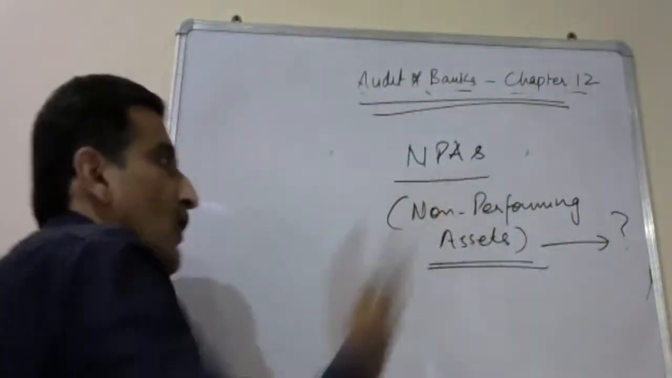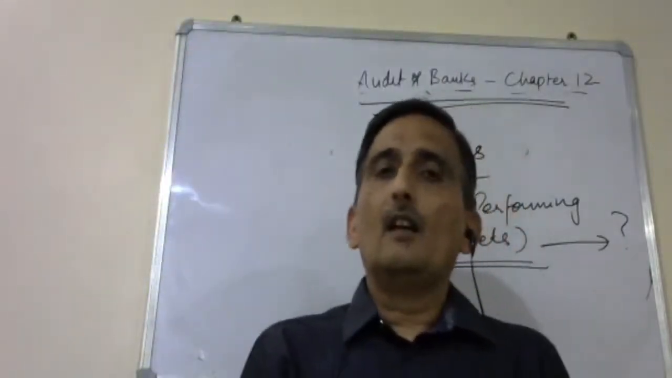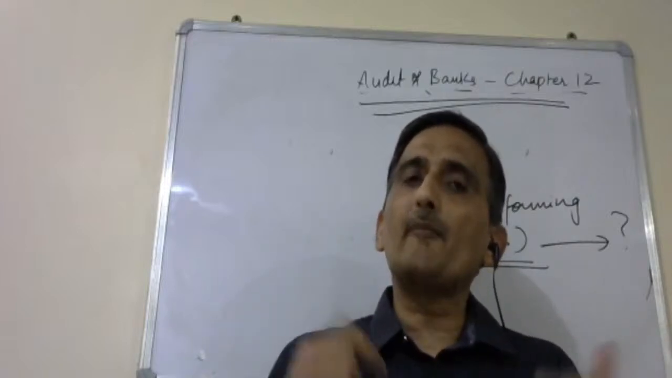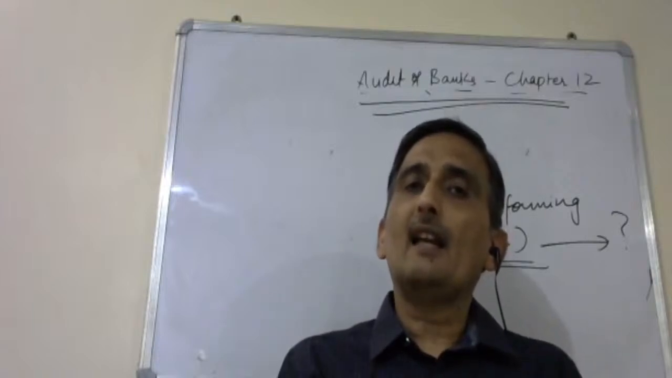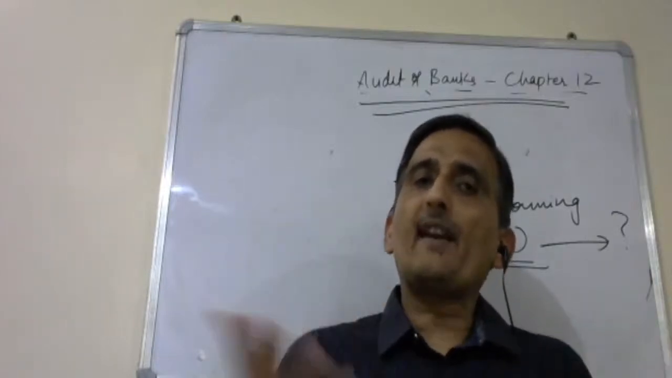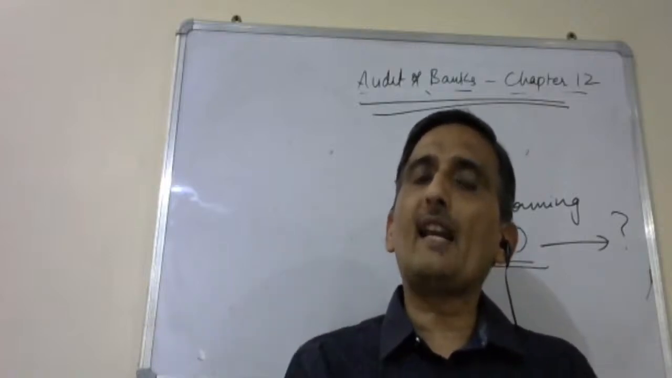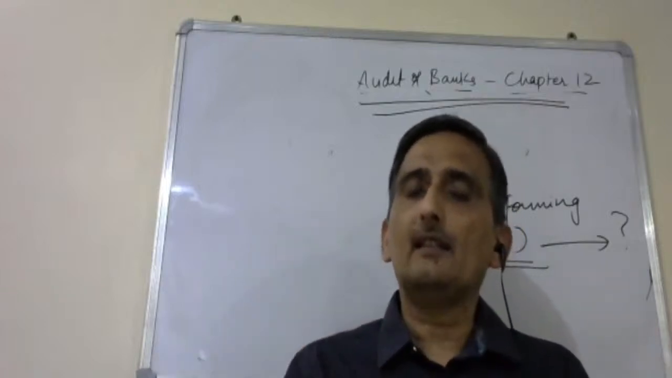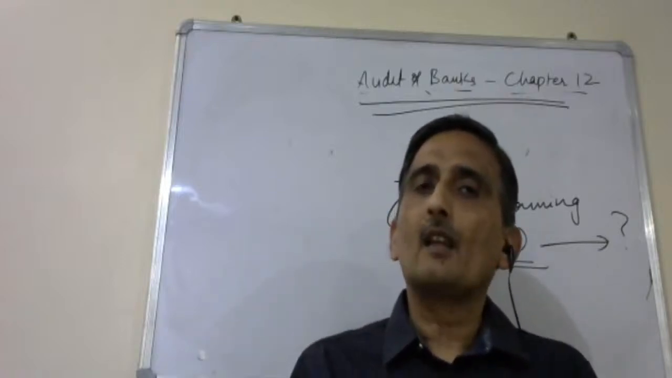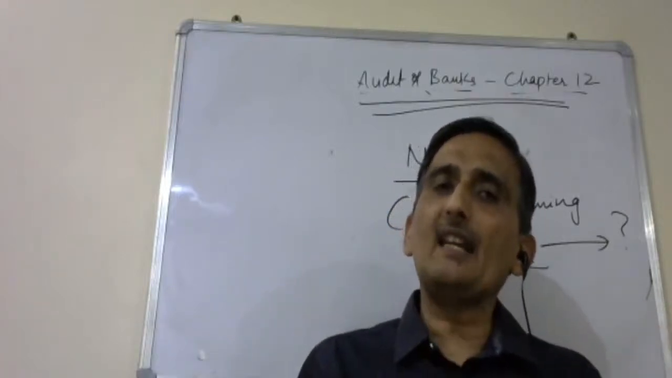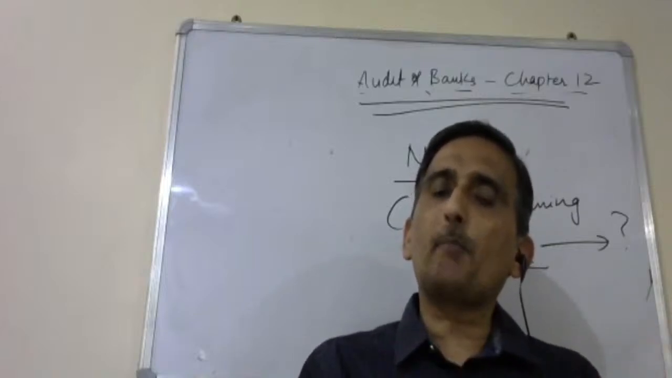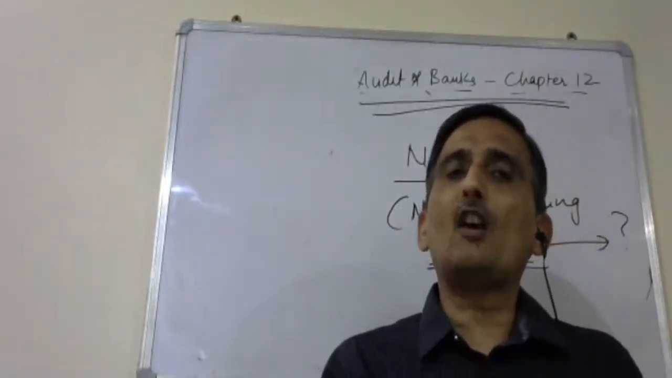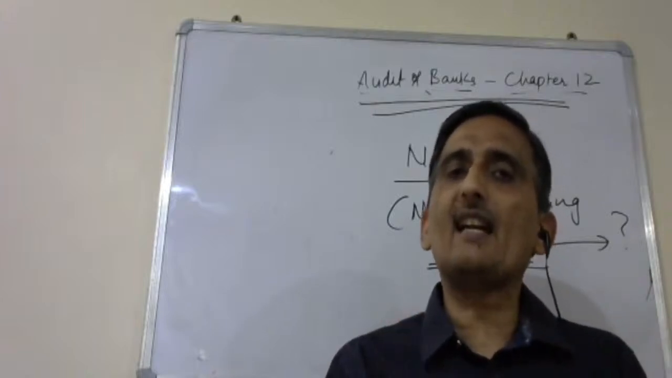So what is a non-performing asset? Advances always generate income for a bank. So if some loan account ceases to generate income for a bank, it becomes a non-performing asset. It is called an NPA. So the loan accounts which are generating income for the bank are called performing assets, and those accounts which are not generating income for the bank are called non-performing assets. So this much is clear, guys.